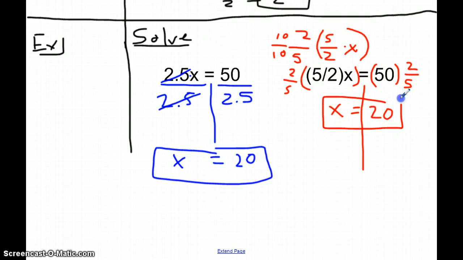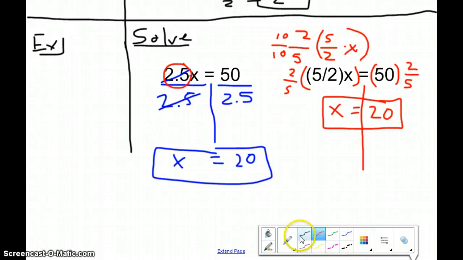You get 20. And obviously, it's the same answer as the example before, because 2.5 is the same thing as 5 divided by 2. If you did 5 divided by 2 in your calculator, you would get 2.5. So these should be the same thing. All right. Pause it if you need to, but we're going to move on here.